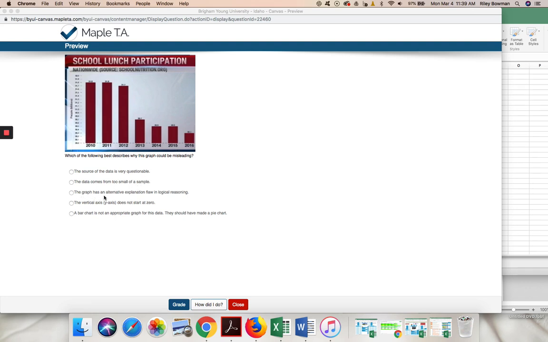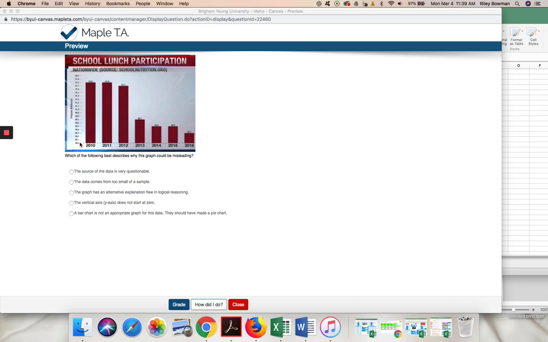The next one, the graph has an alternative explanation or flaw in logical reasoning. I'm not seeing any logical or reasoning occur here or alternative explanation. It's simply stating some facts of the school lunch participation. It doesn't seem to be making any other inferences.